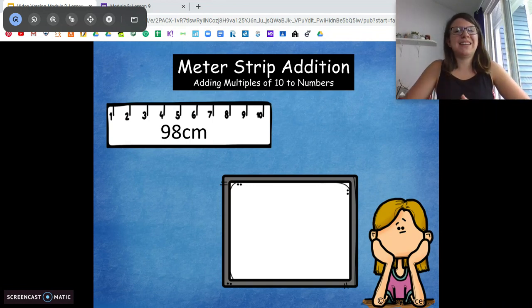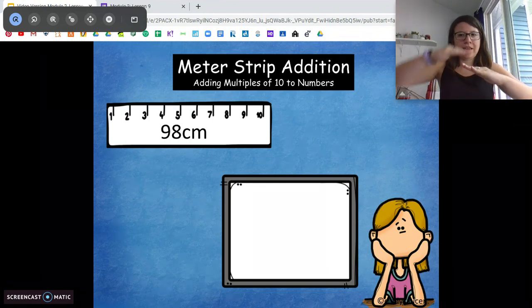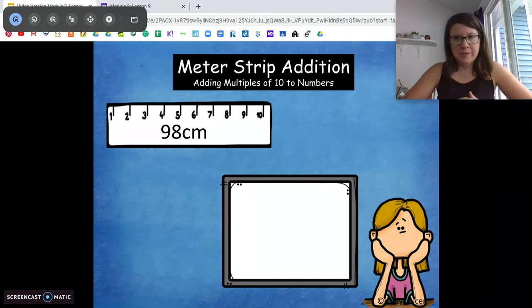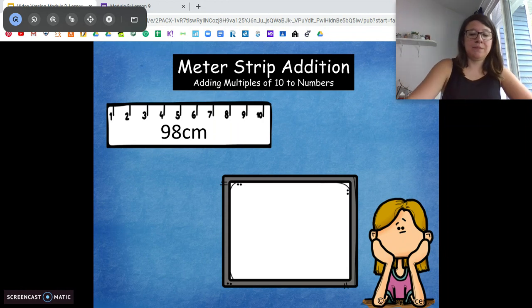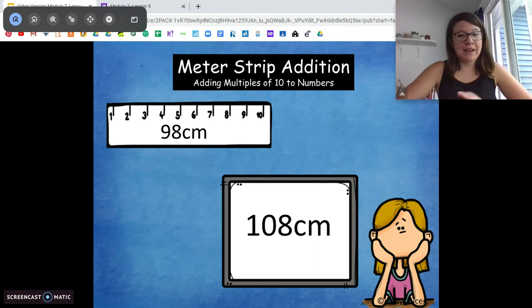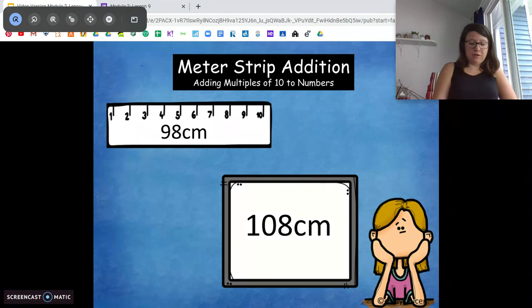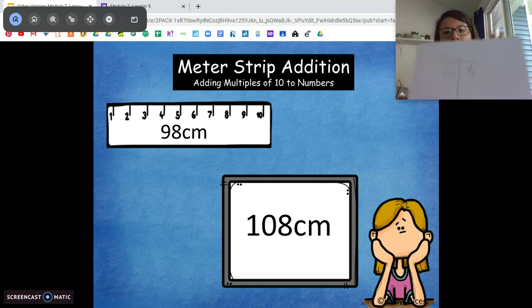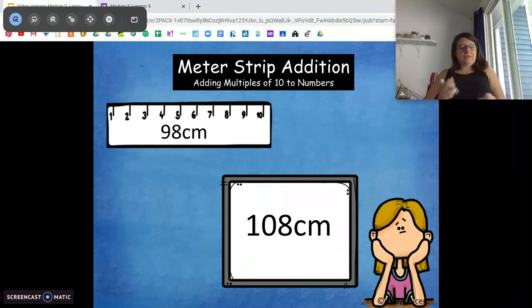All right, don't get tricked on this one. 10 more than 98 centimeters. Think about what the next 10 is going to be. 10 more than 98 is going to be 108. If you look at this number, there are 10 tens and 8 ones, which is one more 10 than 9 tens. All right, good job with that.